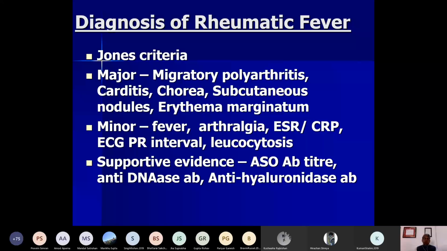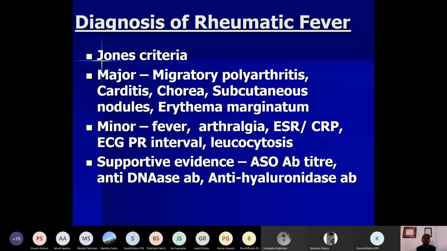So these are the minor criteria and these are the major criteria. There is some supportive evidence, like the detection of ASO antibody titer, anti-DNase antibody, or anti-hyaluronidase antibodies. These antibodies are produced against the antigens of the streptococcus. Why it is called supportive evidence is because by itself it does not give a diagnosis of rheumatic disease, because they only show that the body is in a position to produce antibodies against various antigens of streptococcus.